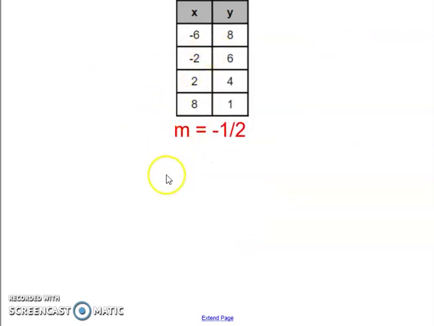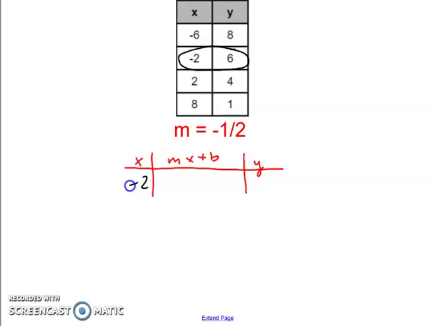Okay, let's try it again. We know the slope of this data is -1/2. I'm going to give myself lots of room in between so I can do some work. I'm going to choose any values I want, it doesn't matter what. Let's go -2, 6: -2 is x, 6 is y. Now I have to get from -2 to 6. Input gives me my output. So I use my slope, -1/2.